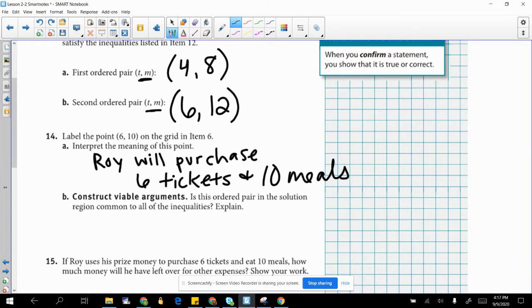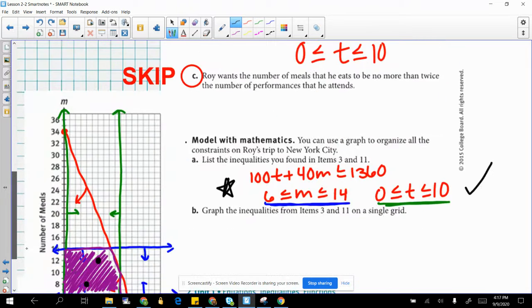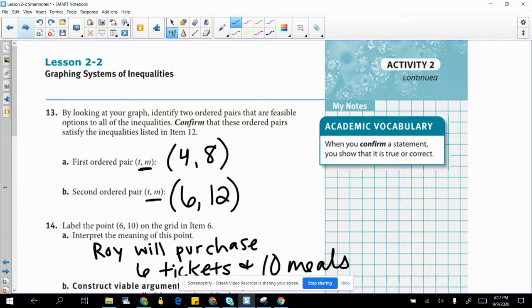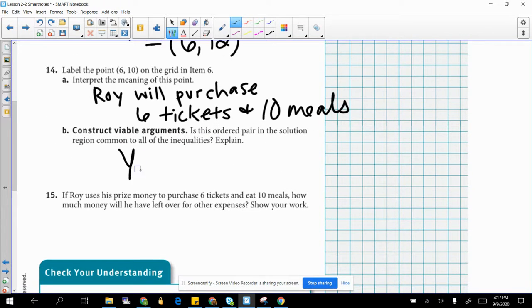Cool. All right. Is this ordered pair in the solution region common to all of the inequalities? All right, so now let's check it out on this new graph that we have with 3 inequalities. And it is 6, 10. So yeah, that falls right within the purple. So we would say that yes, it does meet all of our restrictions or constraints and inequalities.